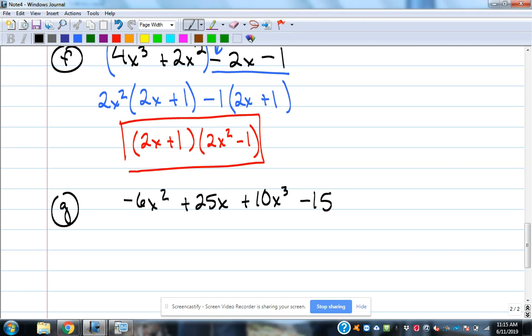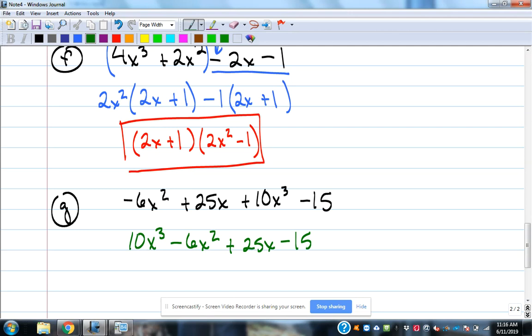All right. So, is that in descending order? No, let's put it that way. What should go in the front? 10x cubed. Then what? Good job. Plus 25x. And then the negative 15, it was in the right spot. All right, now we got it in the descending order.